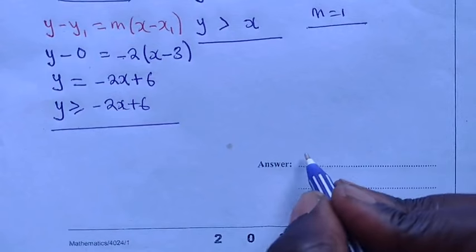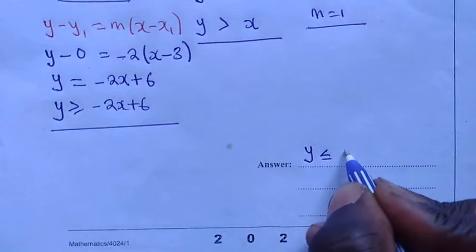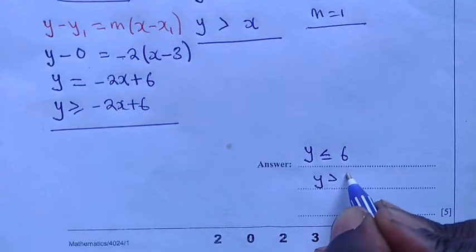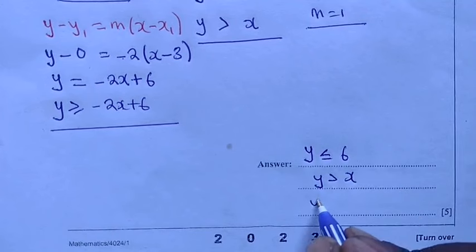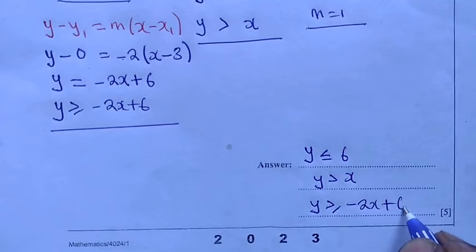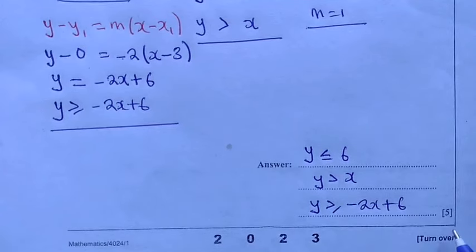So our first inequality was y less than or equal to 6. Then our second one is y greater than x. Our third one is y greater or equal to negative 2x plus 6. And you have gotten your 5 marks. You are good to go.